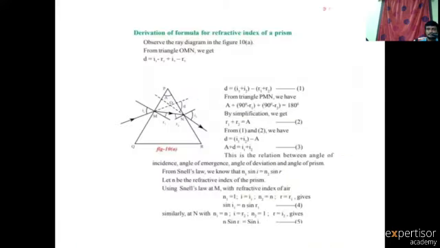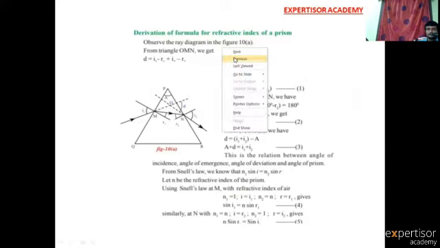The refractive index of the prism formula is n is equal to sin of (A plus D) by 2 divided by sin A by 2. Here A is the prism angle, D is the minimum deviation angle. So this is the information about the prism and the refractive index of the prism.